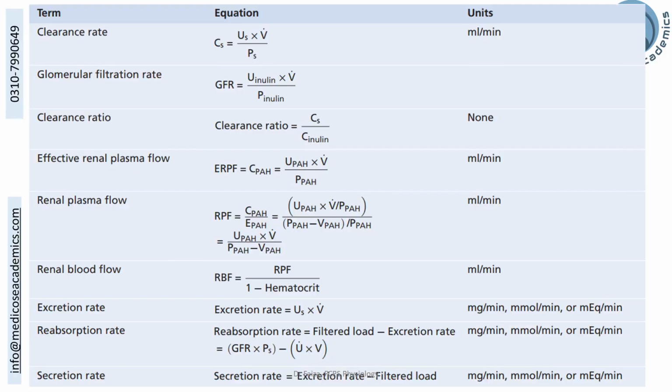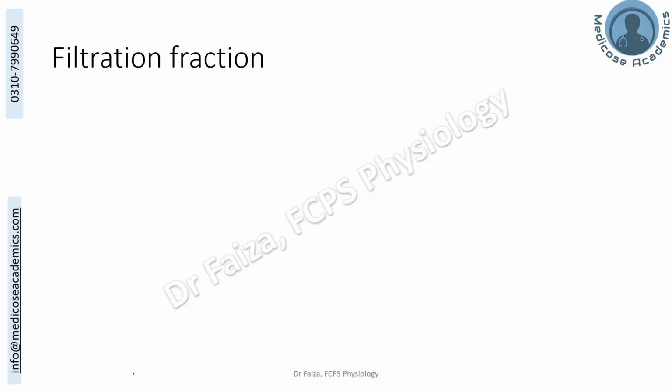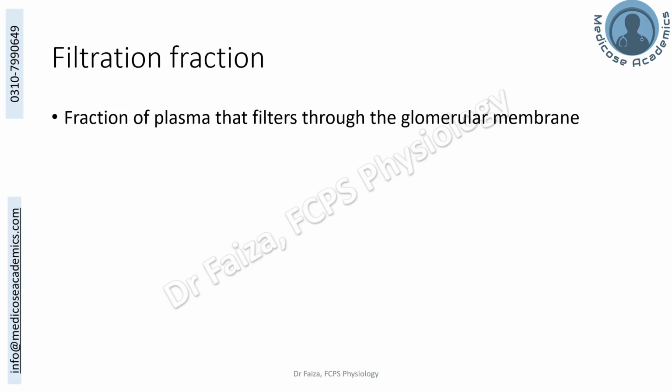This is showing the summarized image of the uses of clearance. Clearance rate C is equal to UV divided by P. GFR can be estimated by clearance of inulin. Effective renal plasma flow by clearance of para-aminohippuric acid, and if we divide it by the extraction ratio, we get the actual total renal plasma flow. If we have the renal plasma flow, renal blood flow can be calculated indirectly. The last three, excretion rate, reabsorption rate, and secretion rate, again are a matter of logic. We will see them in a while.